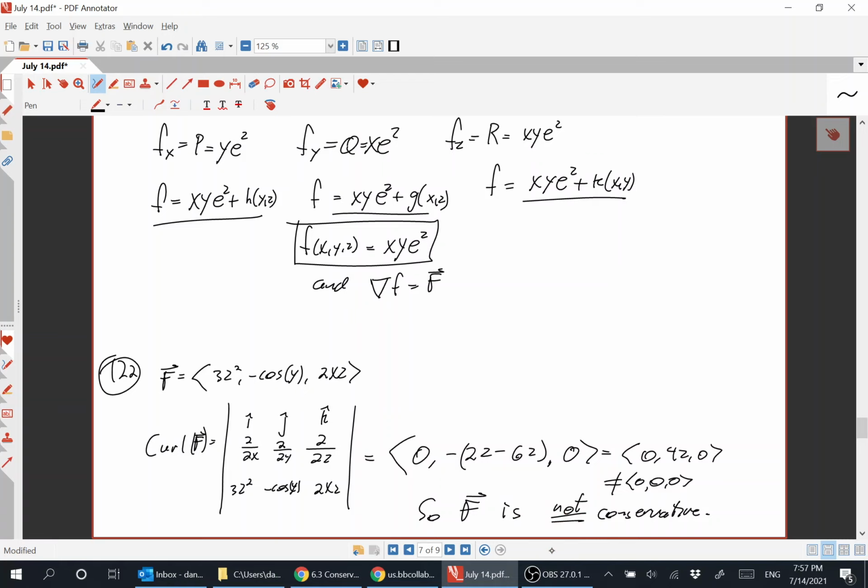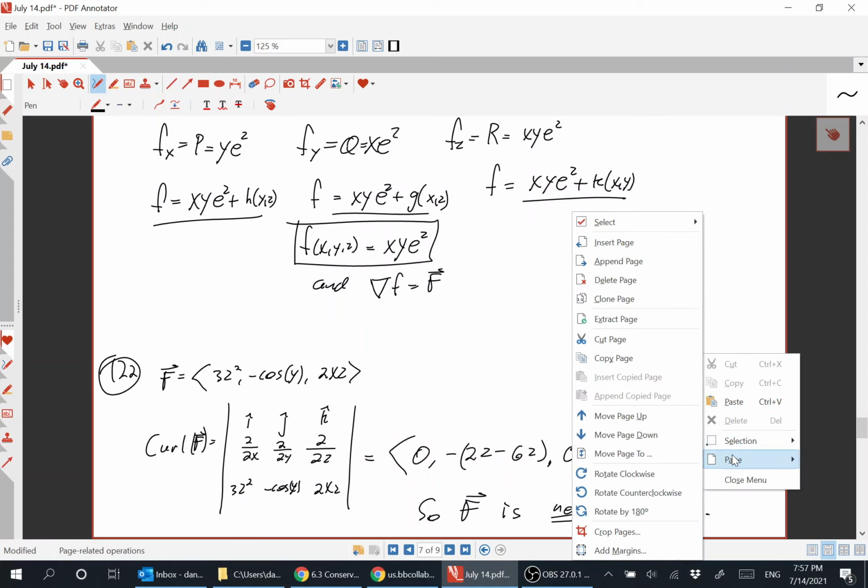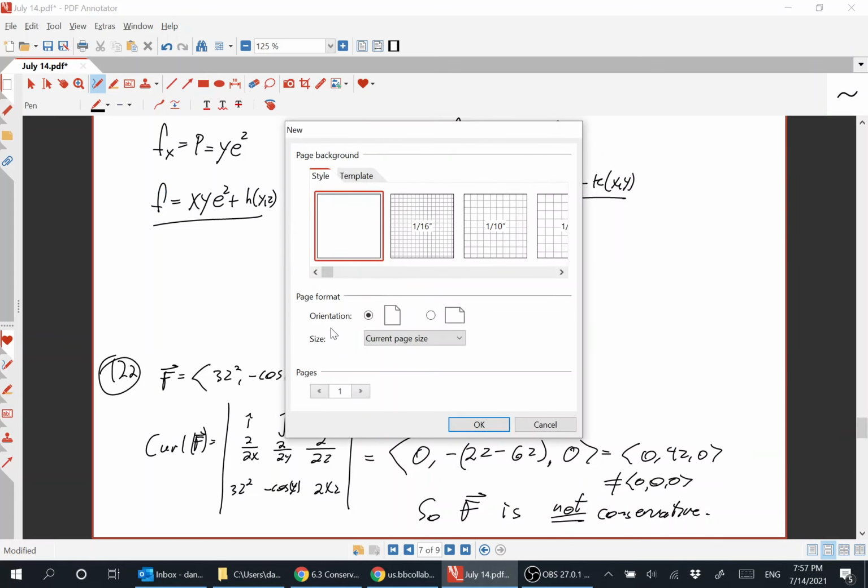Okay? If you tried to find a potential function here, it would fail. You would not be able to find that potential function. It may be confusing, because you may think, oh, I probably made a mistake, and you go back to it. So maybe it is worthwhile to do that check.